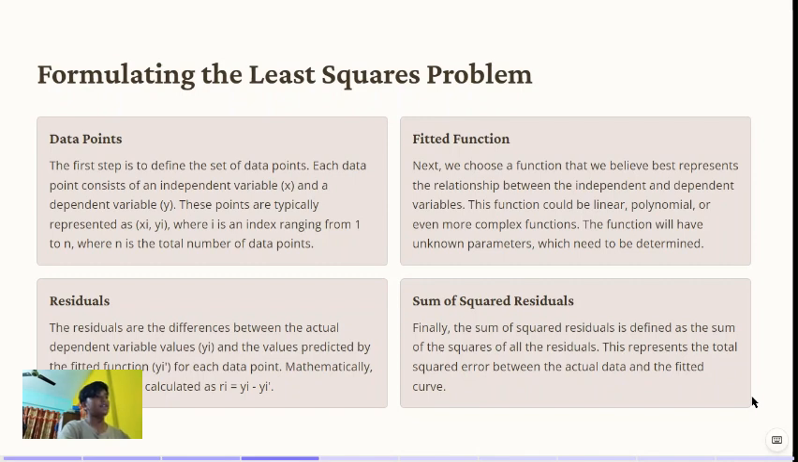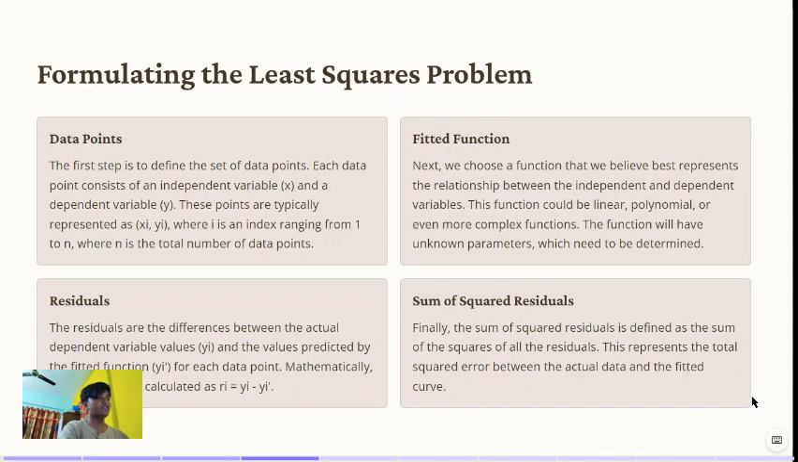Fitted function. Next, we choose a function that we believe best represents the relationship between the independent and dependent variables. This function could be linear, polynomial, or even more complex functions. The function will have unknown parameters which need to be determined. Residuals. The residuals are the differences between the actual dependent variable values yi and the values predicted by the fitted function yi' for each data point. Mathematically, the residuals are calculated as ri = yi - yi'.